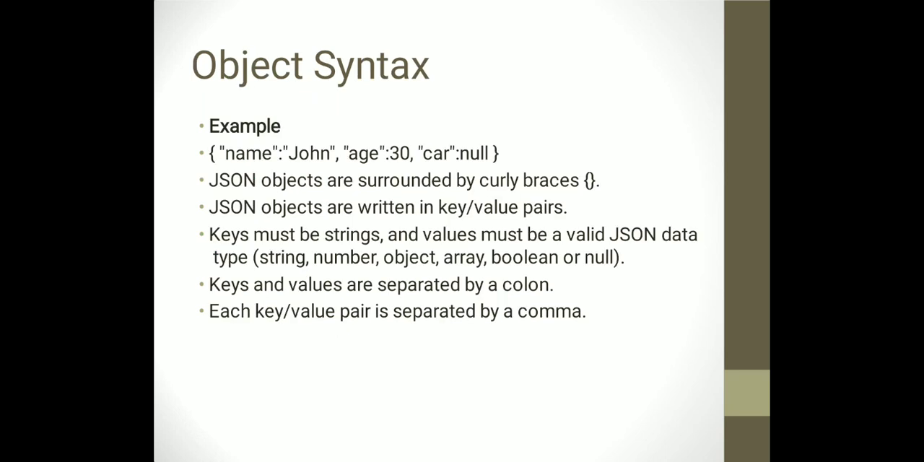Then object syntax. In that we can see, as an example, there is one JSON property, and many things are provided as elements like a name. So name is John, age, the value is 30, car is simply null. So all these things are used as objects in JSON.